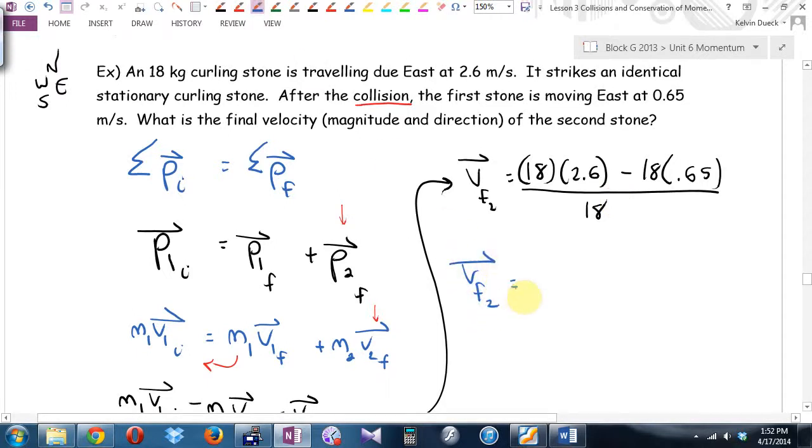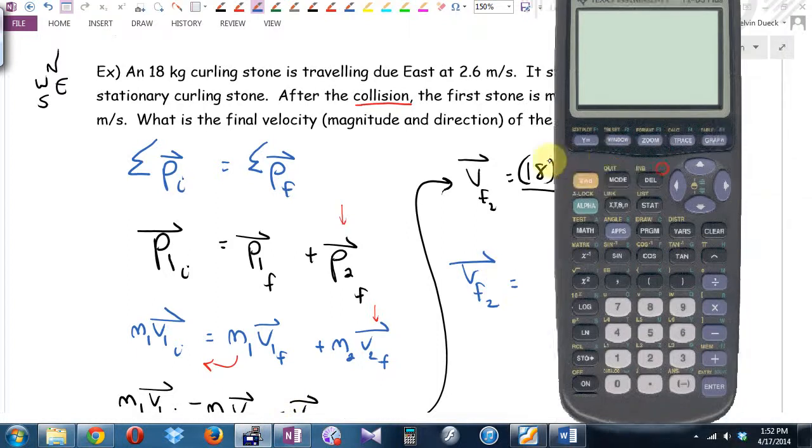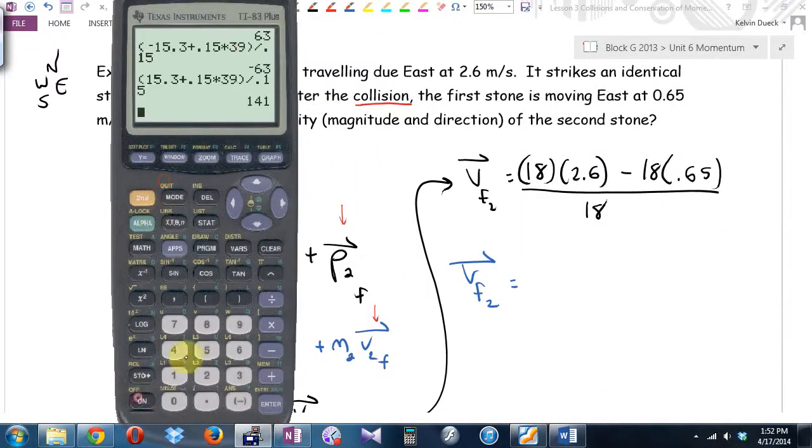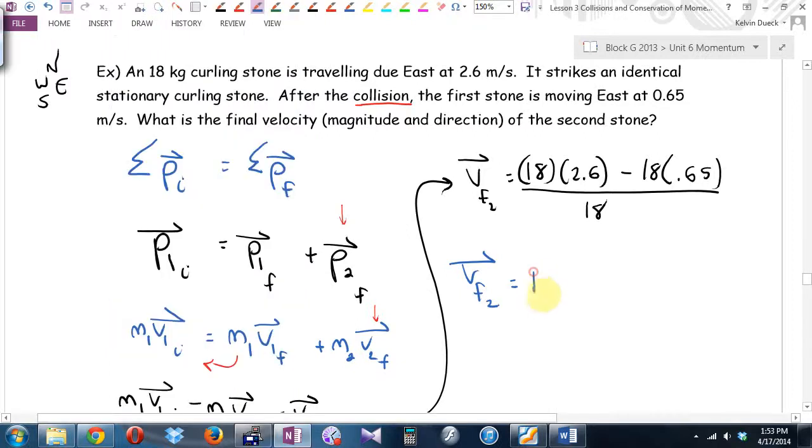The final velocity of object 2 is going to be, I can do this in my head. Of course I can, because the 18s would cancel, so you really just end up with 2.6, take away 0.65. It's going to be 1.95, right? Yeah. That was dumb of me. Could have done that right away. Units: meters per second.